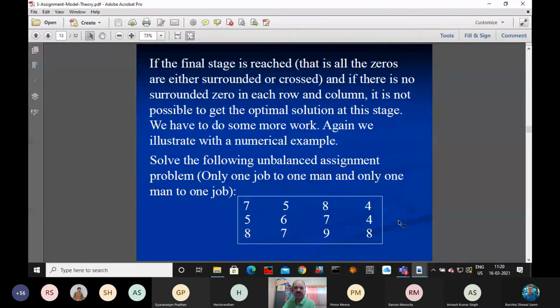So this is actually an unbalanced assignment problem. Why unbalanced? There are 3 rows and 4 columns. It should be a square matrix, but it is not a square matrix. As you know, only one job goes to one man. So there are 4 jobs and 3 persons, so we cannot assign one job. That is the reason it is not a balanced assignment problem.